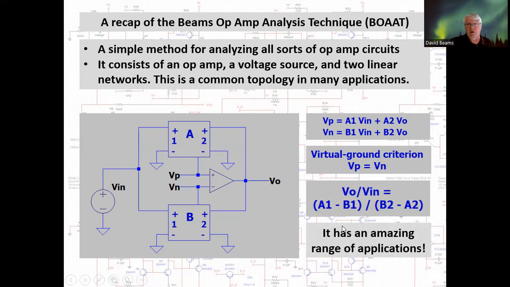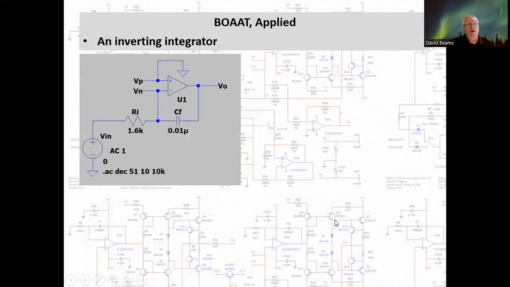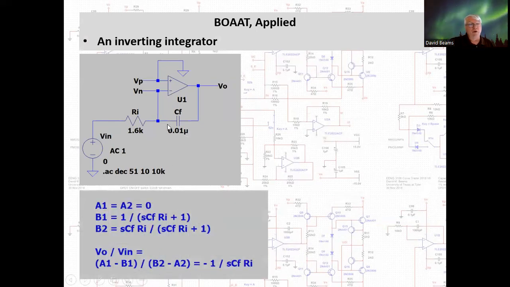And we've already looked in a previous video at applications involving DC circuits using resistive linear networks. Now let's look at networks involving a capacitor. Here we have an inverting integrator. A1 and A2 are both 0.